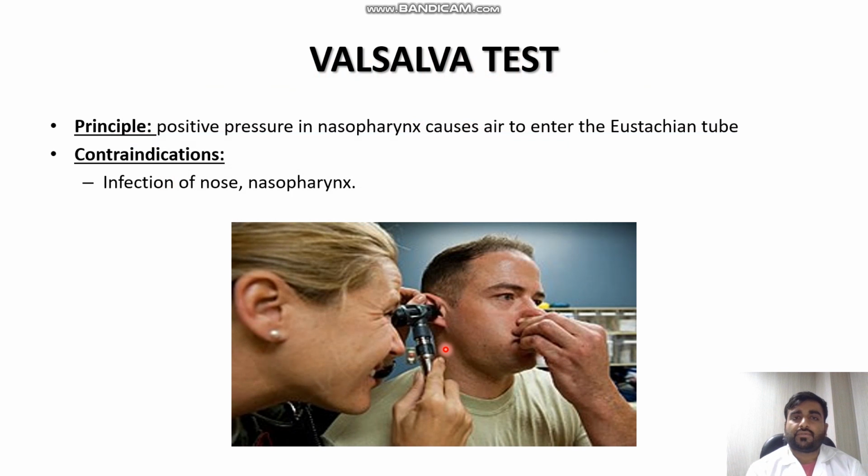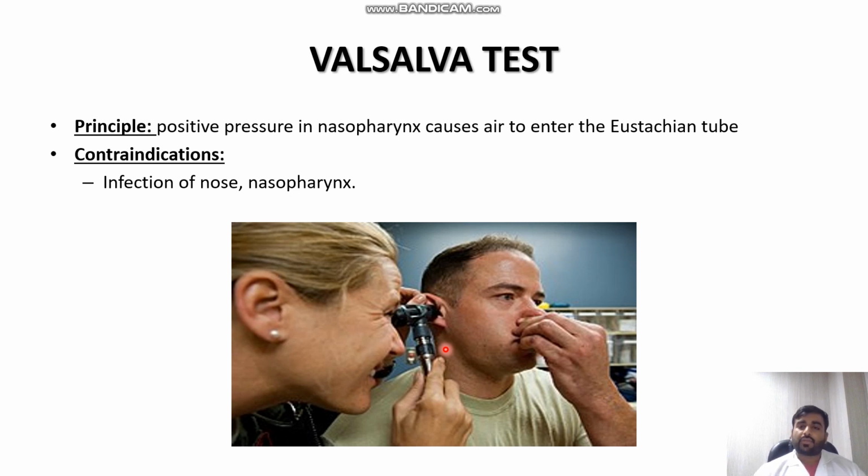Now we are first discussing the maneuvers building positive pressure in the nasopharynx. What is the principle? Positive pressure in the nasopharynx causes air to enter the Eustachian tube. This method can be employed therapeutically to ventilate the middle ear. So how do we do this test? First, air is pushed into the middle ear and the tympanic membrane moves outward, which can be examined by otoscopy and microscopy.